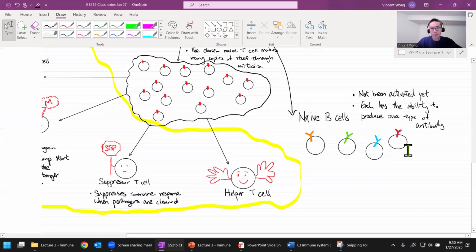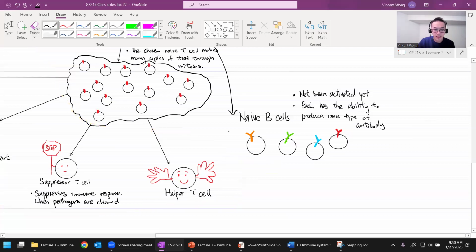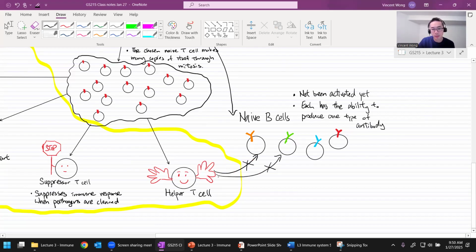So what's going to happen is the helper T cell will essentially be doing the same thing that the APC did. It is going to come and check with these cells and see which one is appropriate. Okay, so again, it's going to check with this one, and obviously it's not going to work, not going to work, not going to work. And then this one is the selected one.